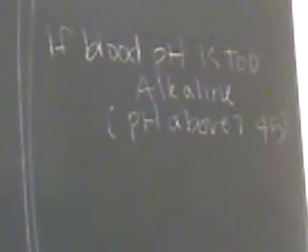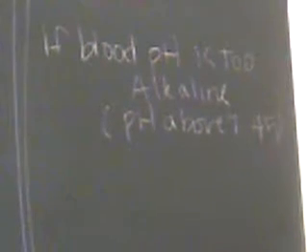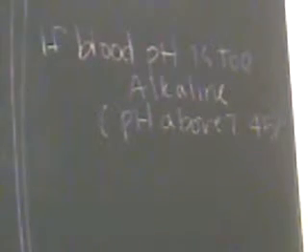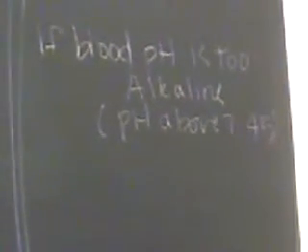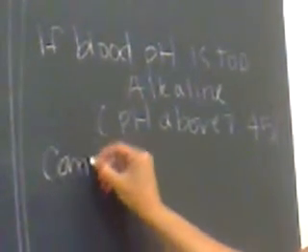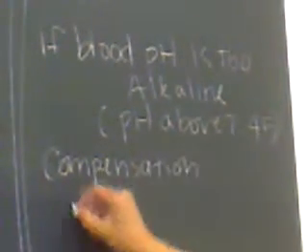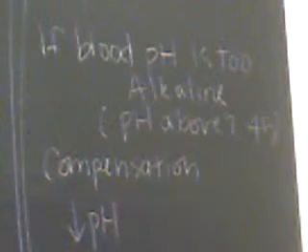So let's say that you've got a person who's in respiratory alkalosis. Okay, so we've got a pH here that's above 7.45. We want to decrease the pH. Good. The compensation is to decrease the pH, and how we do it is not by the respiratory system. Metabolic. Metabolic is the fix, right?